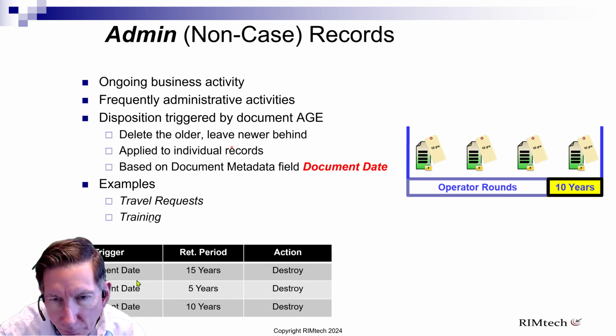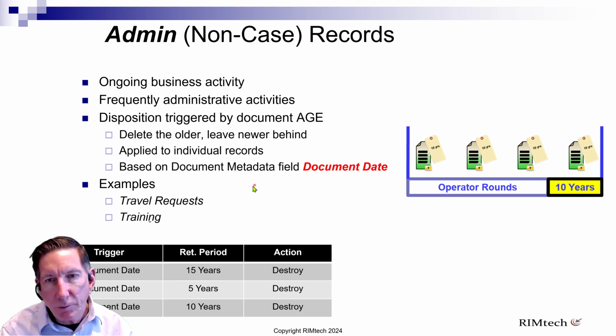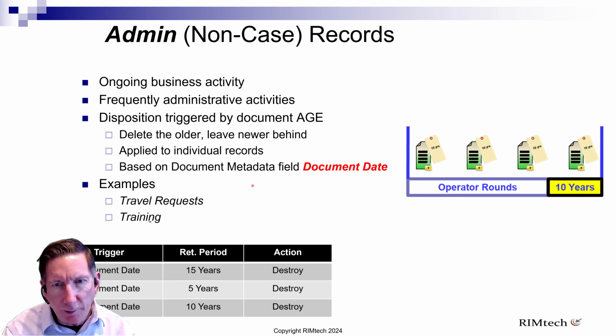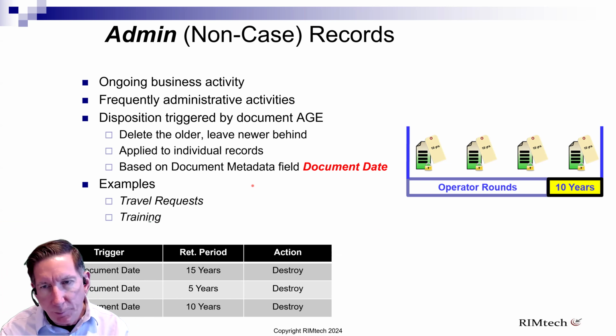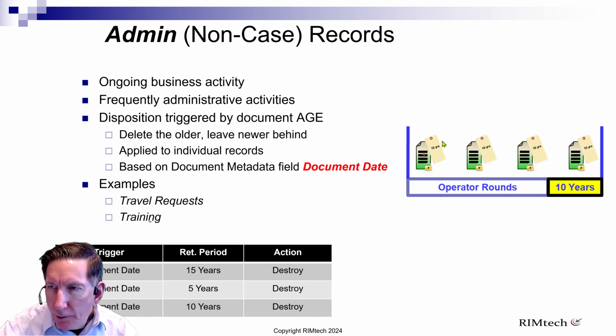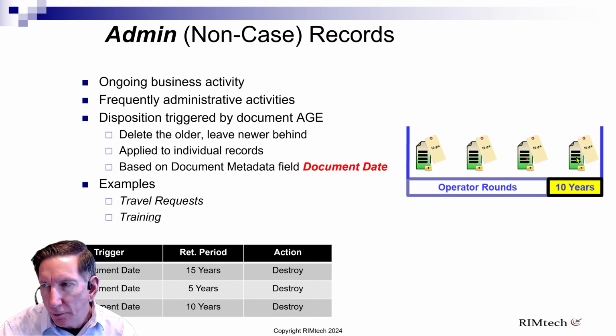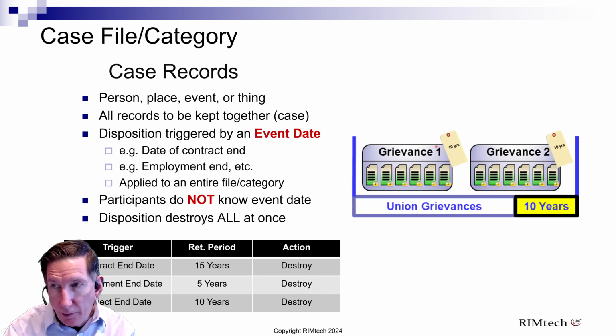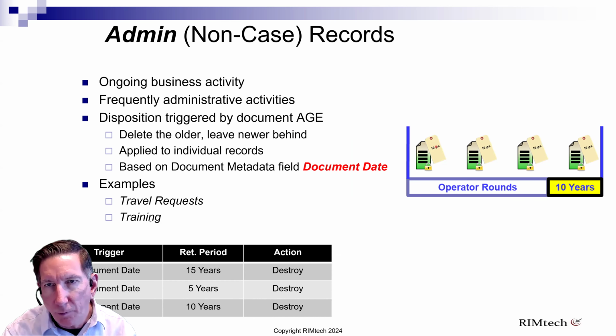So the retention rule is very different. Retention rule says, how old is this document? And it compares it to the retention period. If it's younger, ignore. If it's older, mark it for disposition. So you'll see that in this case, operator rounds, the retention tag is applied to each document on a document level, whereas previously for case records, it's on a case level. Case level, document level. Okay.